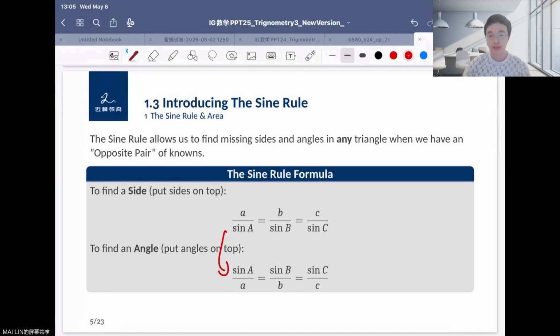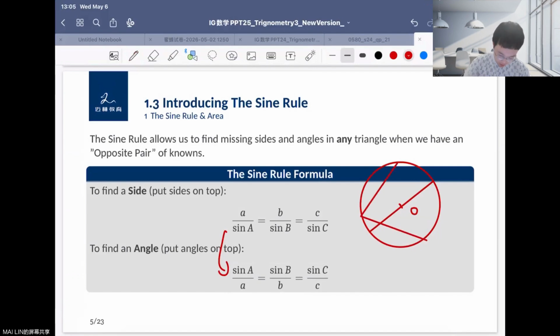Now you can try to draw a circle, and here is the diameter. Here is the central point. If you draw a triangle ABC into this, here is A, B, C. So now you can try to draw a graph as here.